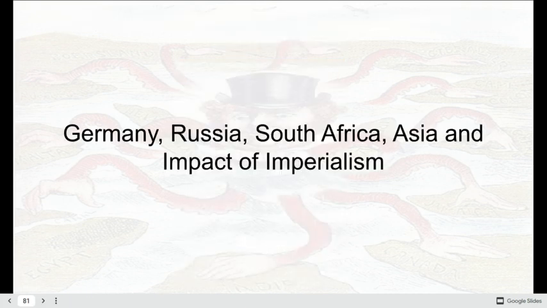So tomorrow we'll talk about Germany, Russia, South Africa, and Asia. Germany and Russia will have a lesser impact, but they'll still be involved. South Africa is an interesting point because it is influenced by both the British and the Dutch in a system that would create one of the most racist regimes, even greater than that of the Confederacy in the South. And we'll look a little bit more at other parts of Asia besides India.